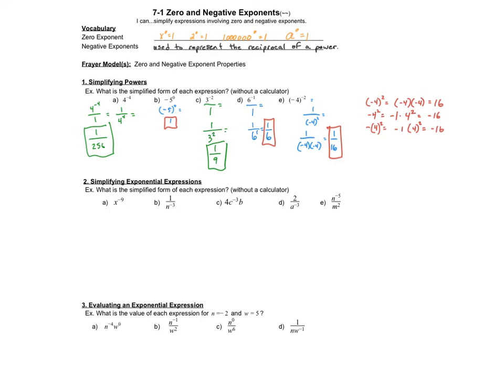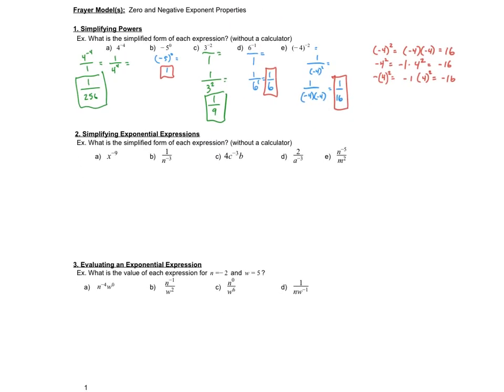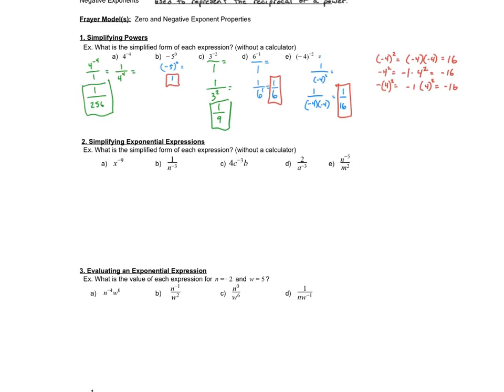All right, so simplifying exponential expressions here. What is the simplified form of this expression? Well, we're using variables now instead of numbers. So I know that, again, anything can be written as over 1, and then I would find the reciprocal to make that a positive exponent. So in A there, I should have 1 over x to the 9th.